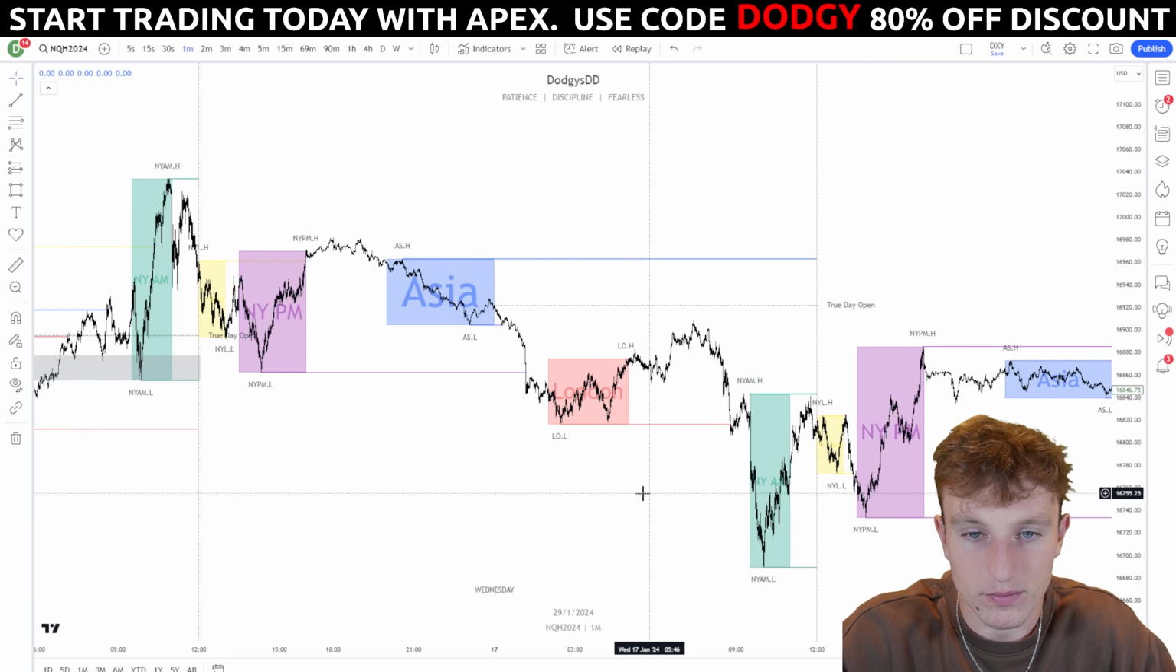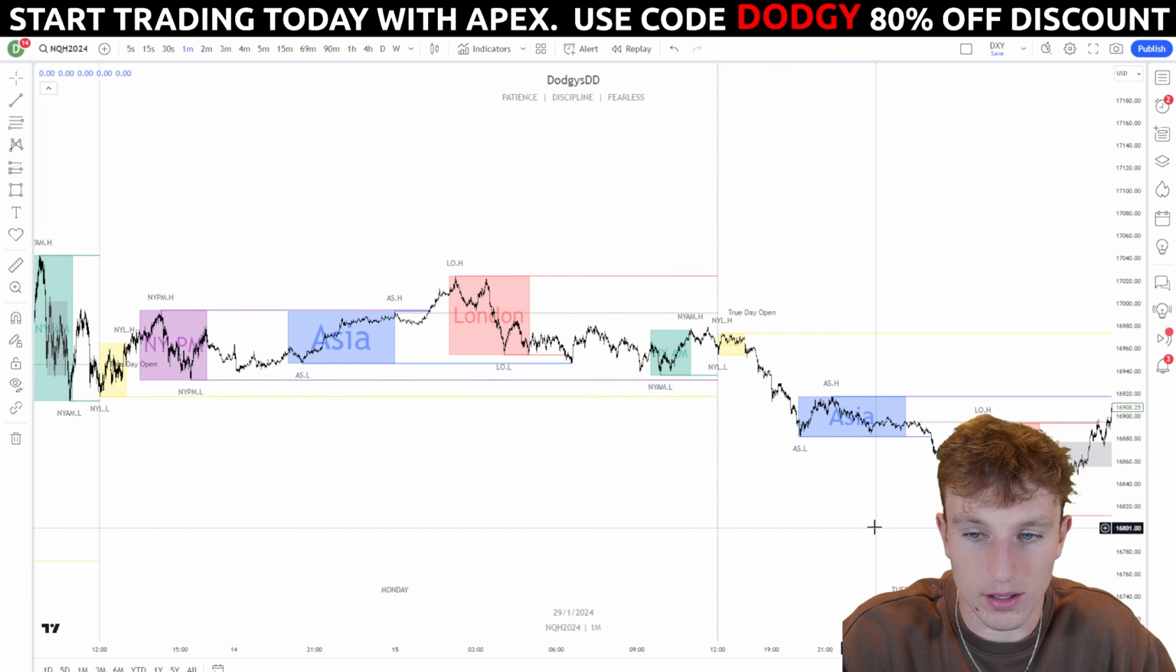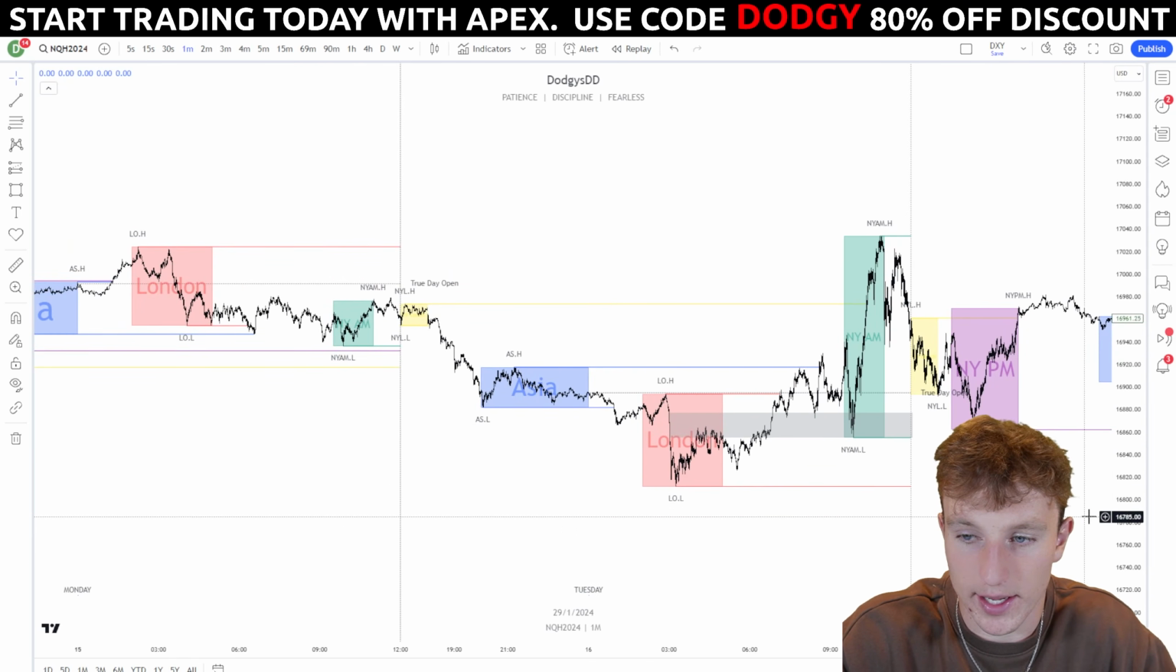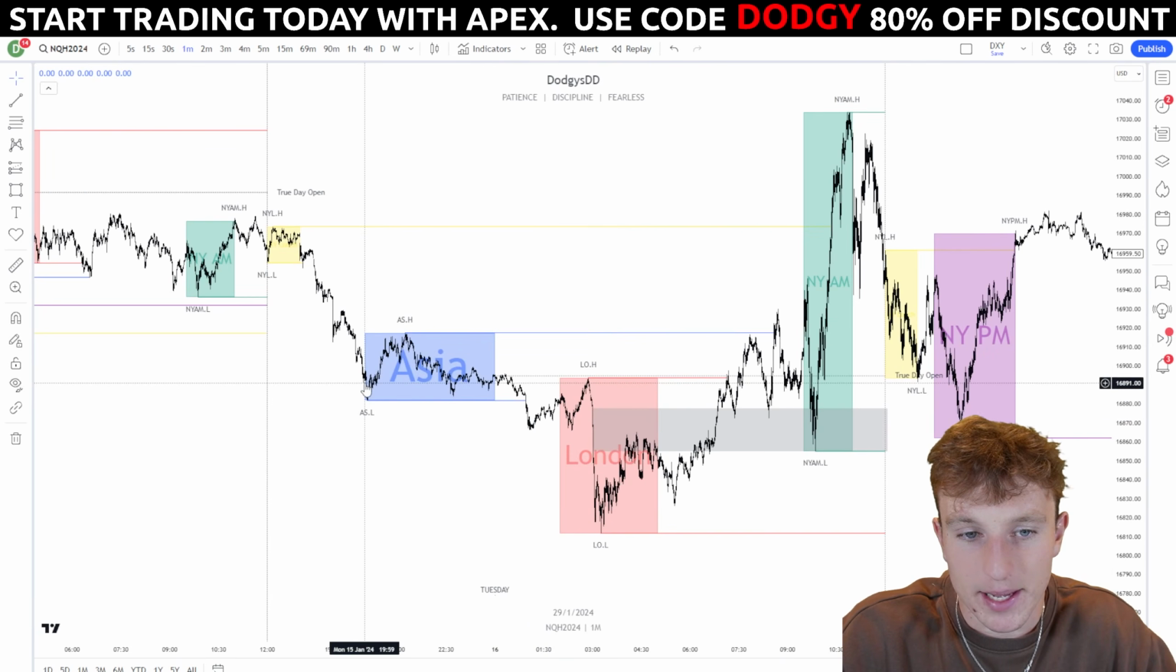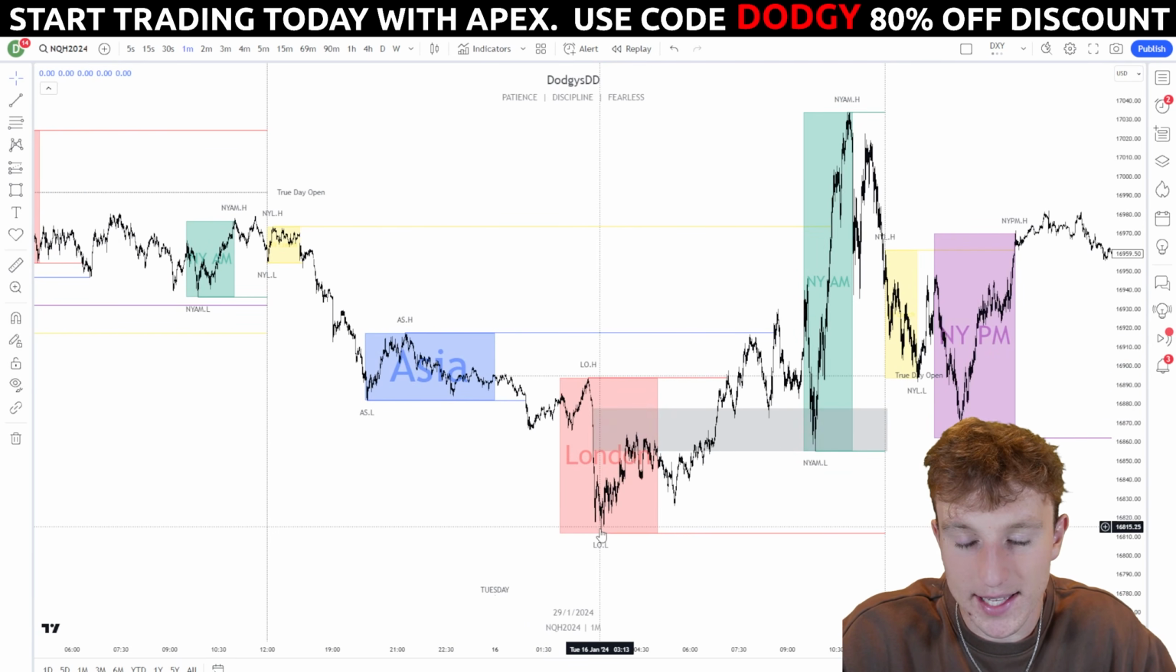Okay. Again, I'll just do another example. I'm trying to find another. So right here, this is going to be the last example. Asia consolidates, not great price action. London, big down move.